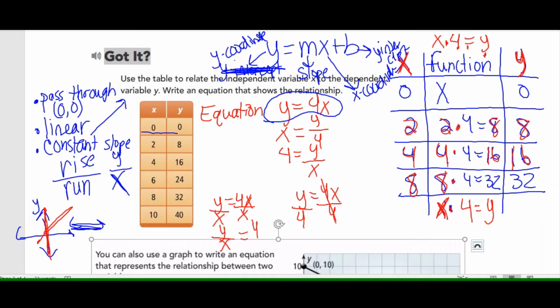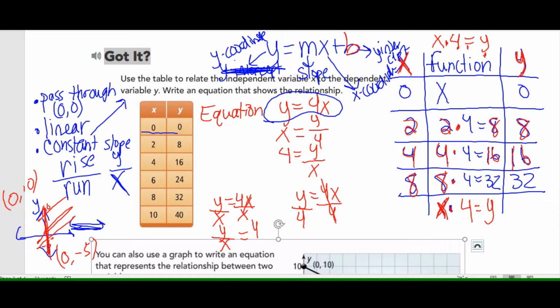If the y-intercept is (0, -5), then the line will pass through the y-axis at -5. If the y-intercept is (0, 10), or if the y-intercept is 10, the line will pass through the y-axis at (0, 10). So that's all the y-intercept is. That's this b right here.